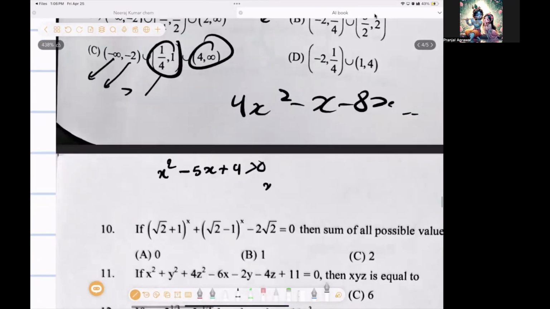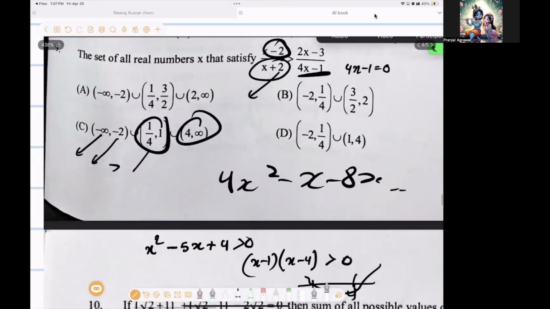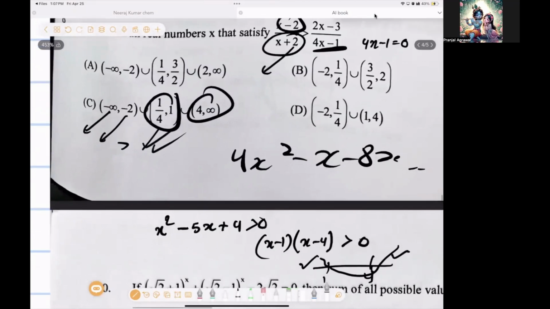That means (x minus 1)(x minus 4) is greater than 0. So if you use 1 and 4 greater than 0, so like this, right? So what are the values possible? X is not equal to minus 2, x is not equal to 1 by 4, and x lies between, greater than 0, this side and this side. So if you see, this will be the answer. Just try to make it out. If any doubts, you can comment and then answer.